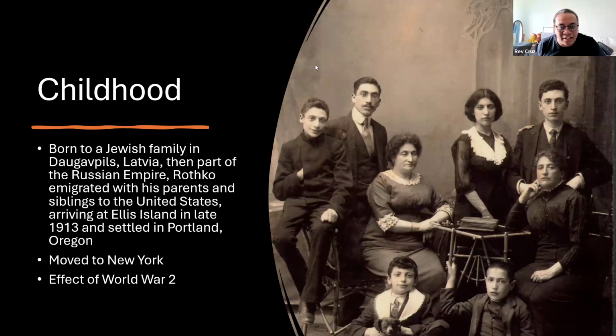So everyone who immigrated to the United States would arrive on Ellis Island. And they would settle down in Portland, Oregon.